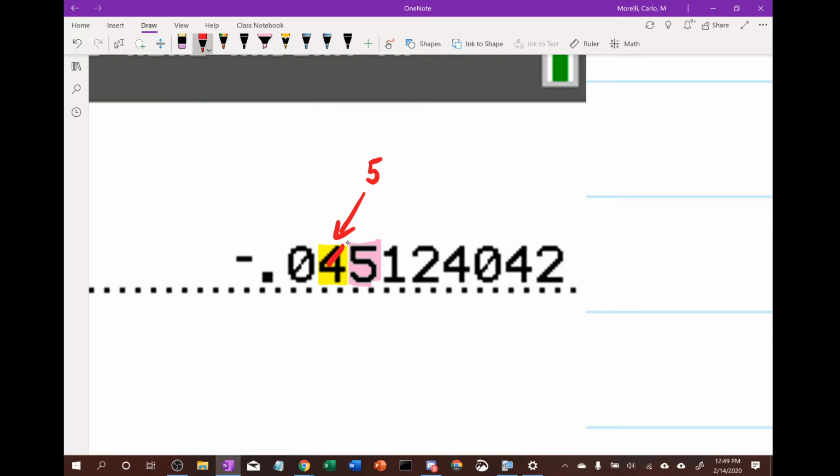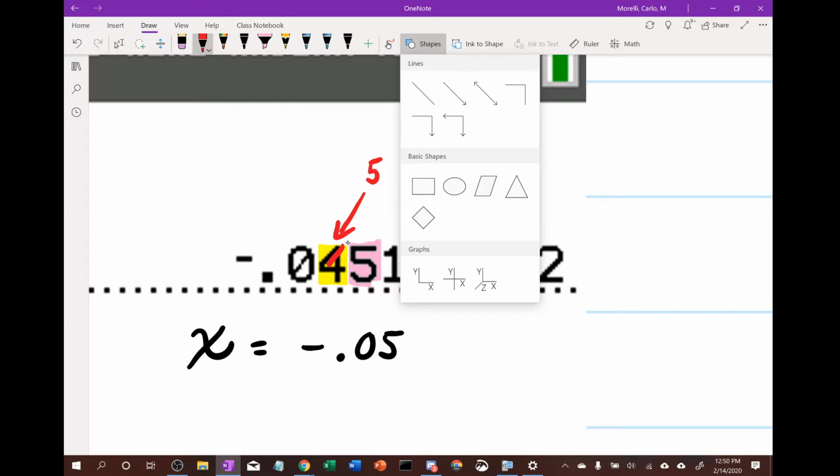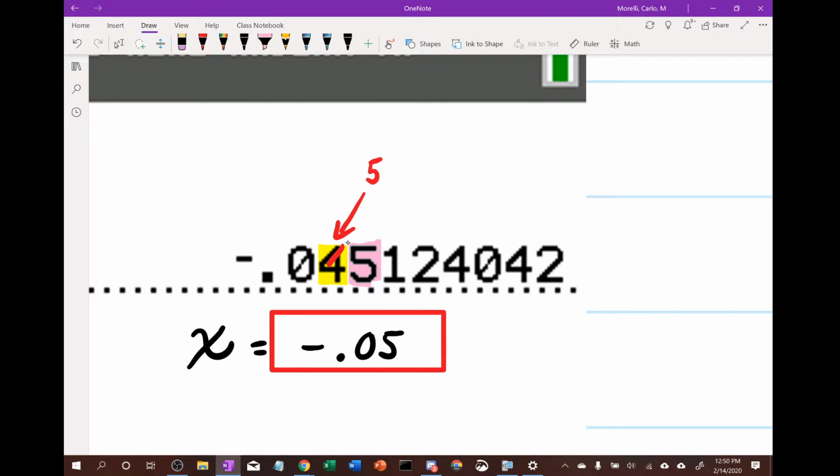So he turns into a 5. So my final answer that I'll put into Delta Math is x. Well, I don't type the x equals. I just type this part. Negative 0.05. Well, I wouldn't count off points, though. It just tells you, it wants you to type it as a... We'll see what this one says, okay?